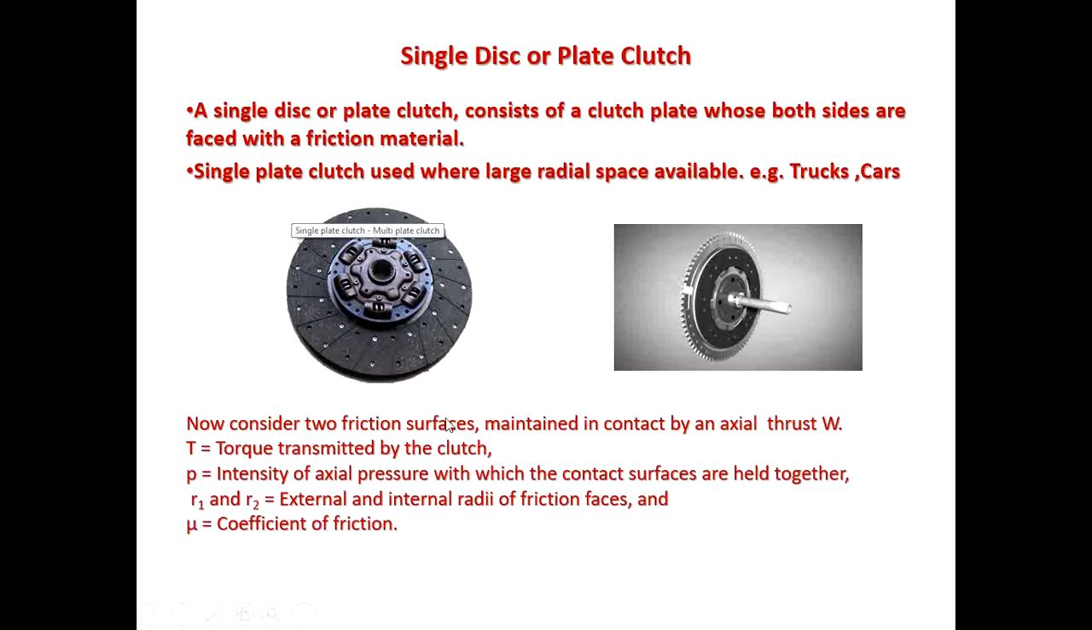Now we'll look at some equations. Consider two friction surfaces maintained in contact by an axial thrust W. Let T be the torque transmitted by the clutch, small p the intensity of the axial pressure with which the contact surfaces are held together, R1 and R2 the external and internal radii of the frictional faces, and mu the coefficient of friction.